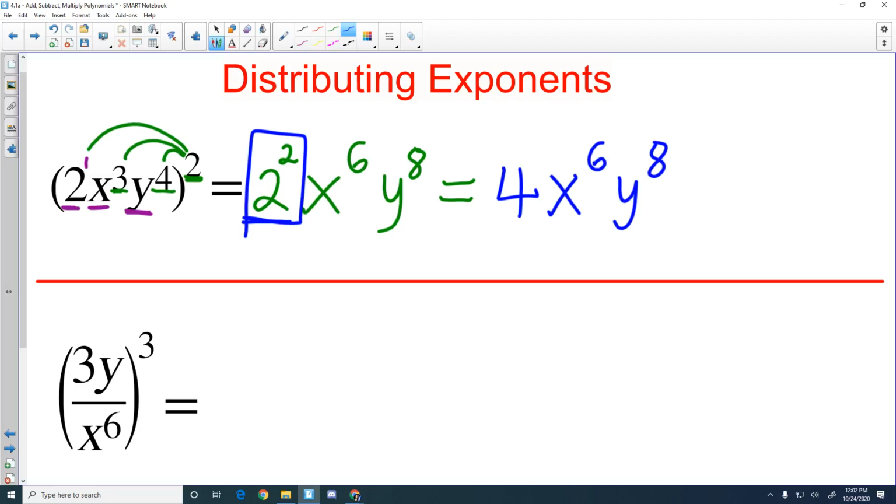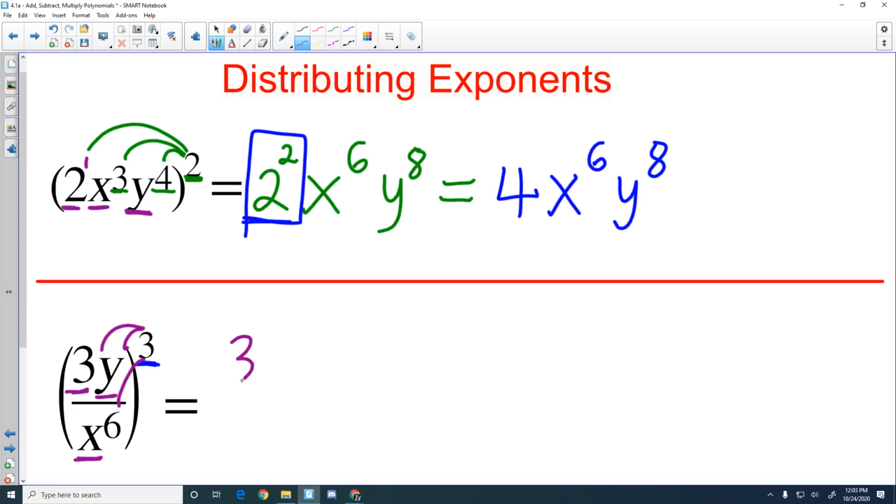Now that second one on the bottom, we've got this exponent of 3 outside the parentheses, and it has to be distributed inside the parentheses to every base, regardless of whether that base is in the numerator or in the denominator. So how many bases do we have altogether inside? Well, this 3 is a base, the y is a base, and the x is a base. So all 3 of those bases are going to get this exponent of 3 distributed to them. Now, those bases aren't going to switch their positions or anything. They're going to stay put.